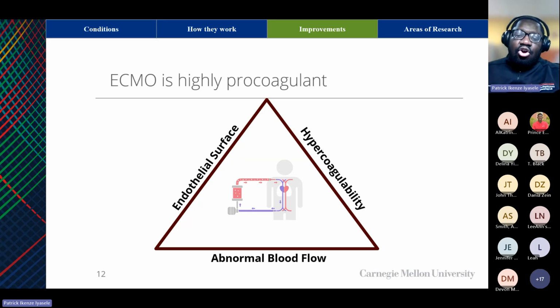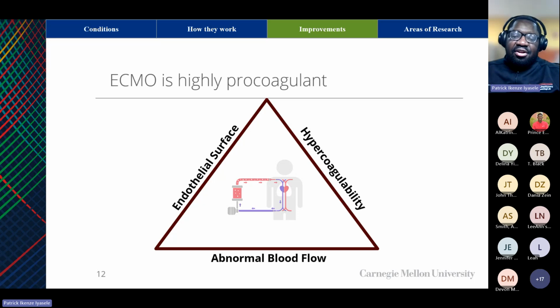The procoagulant environment of ECMO is due to its endothelial surface, abnormal blood flow, and its creation of procoagulant substances. The plastic fibers that provide gas exchange in the oxygenator are hydrophobic and provide ample space for protein absorption. This protein deposition on the surface creates spots for clot formation. The same large surface area that allows for sufficient gas exchange also increases the probability of clot formation.